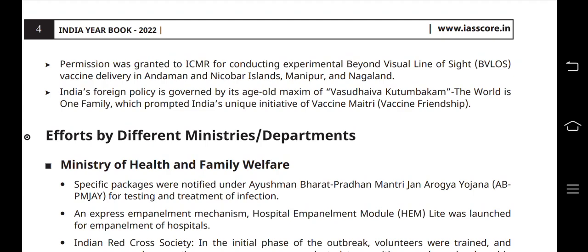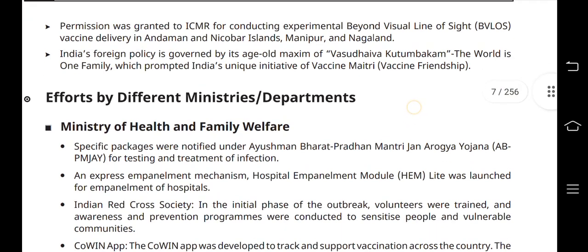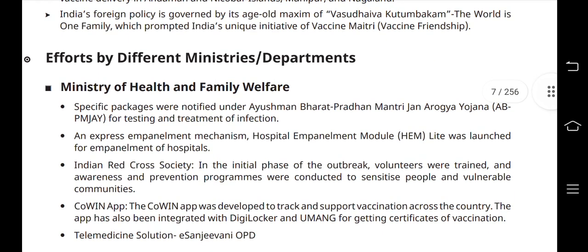India's foreign policy is governed by its age-old maxim of Vasudhaiva Kutumbakam, the world is one family, which prompted India's unique initiative of Vaccine Maitri, vaccine friendship, an effort by different ministries and departments.